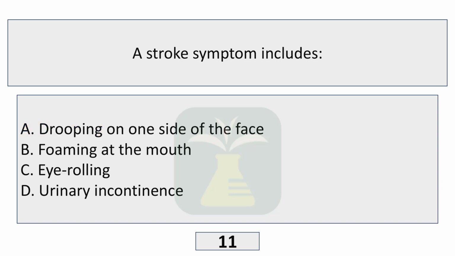A stroke symptom includes: A. Drooping on one side of the face. B. Foaming at the mouth. C. Eye rolling. D. Urinary incontinence.